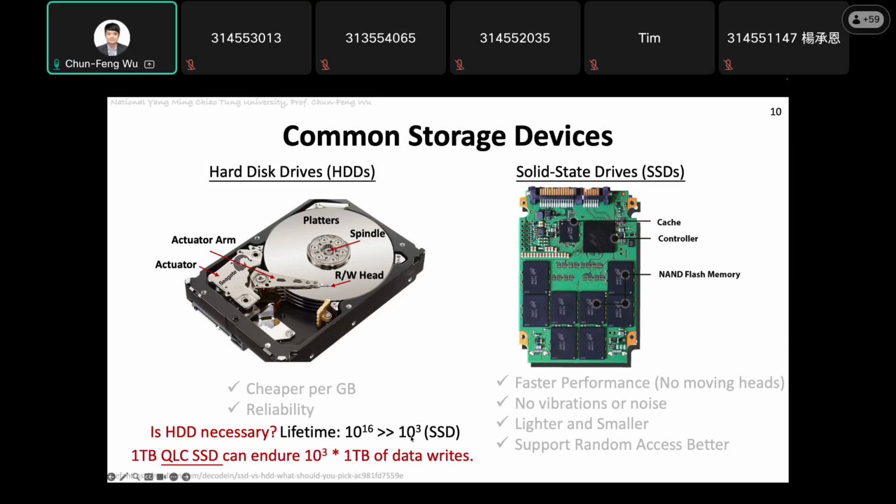Okay, so this is just a very simple example to let you know what 10 to the 3 feels like. A 1 terabyte QLC SSD can only ingest about 10 to the 3 times 1 terabyte of data writes, which means that after one petabyte of data, the SSD cannot function.